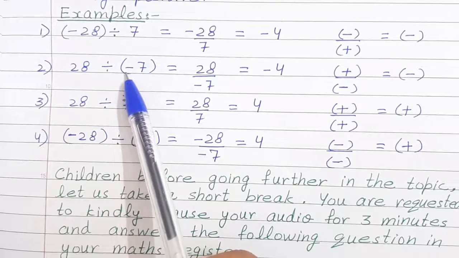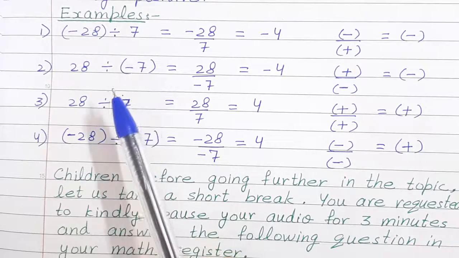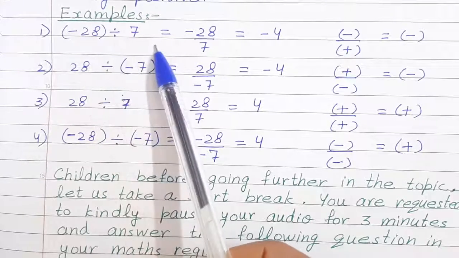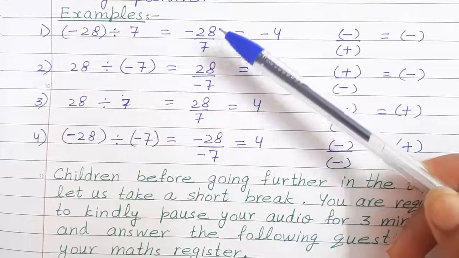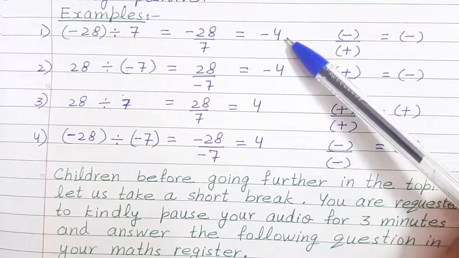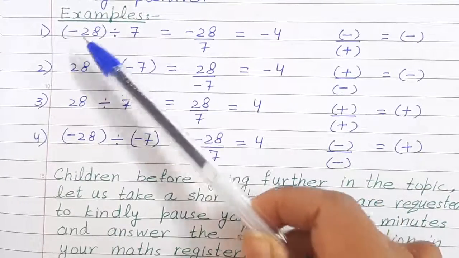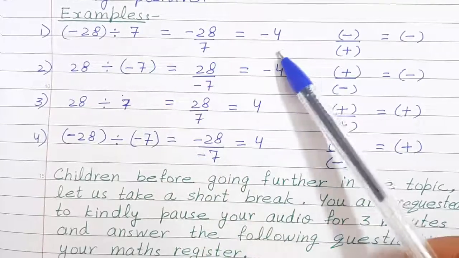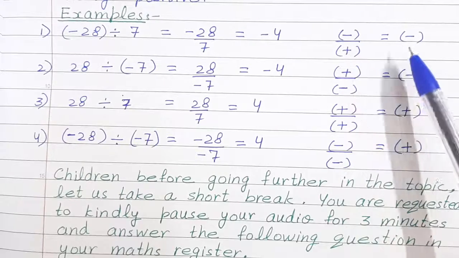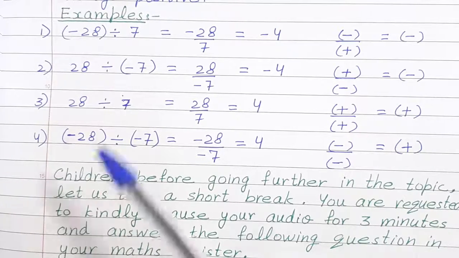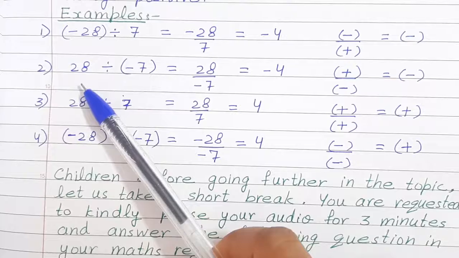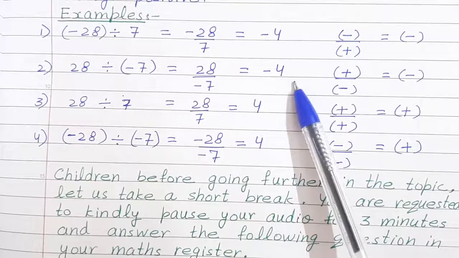Now children, let us discuss a few examples based on division of integers. The first one is minus 28 divided by 7. You can write this as a fraction, that is minus 28 upon 7. So 7 fours are 28. And of course, if out of the two integers, one is negative, the answer is always negative. So minus divided by plus, the answer is minus, right?